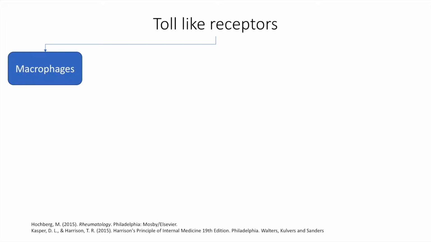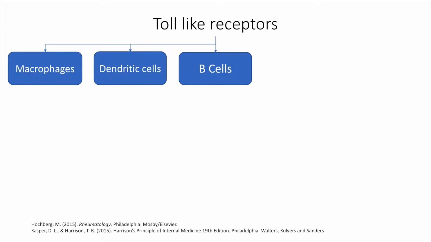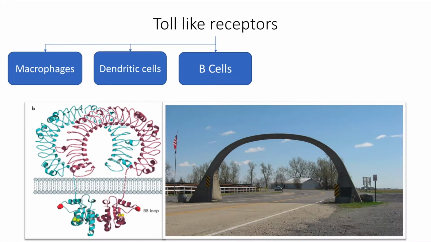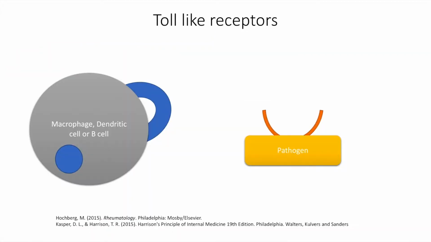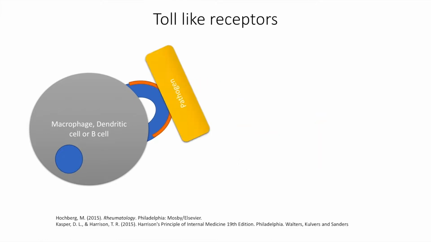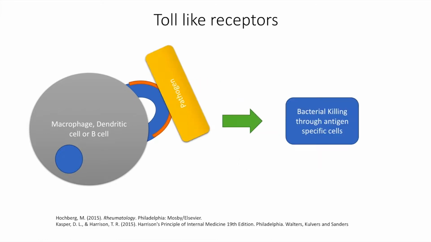Toll-like receptors are present on macrophages, dendritic cells, and B lymphocytes. They may be akin to a toll-like structure as seen here. Toll-like receptors are present, as already mentioned, on these components of the immune cells, and they attach on their surface the pathogen, which can bring about bacterial killing through specific antigen-specific cells.